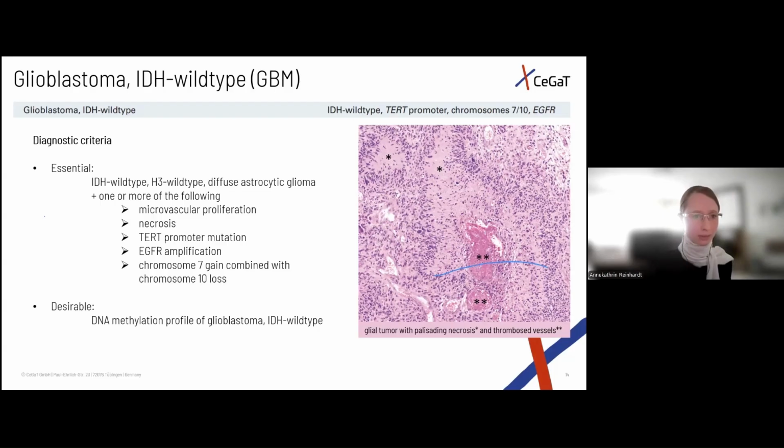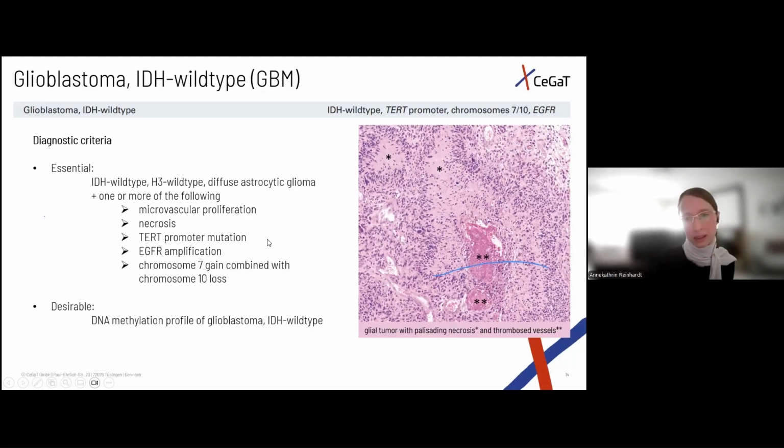The first essential criterion is that you have a diffuse astrocytic glioma, which is IDH wild type and histone H3 wild type. And then one or more of the following criteria have to apply in addition. First, microvascular proliferation. This is something you can see under the microscope. And necrosis, of course, you see under the microscope, as you can see here in this picture.